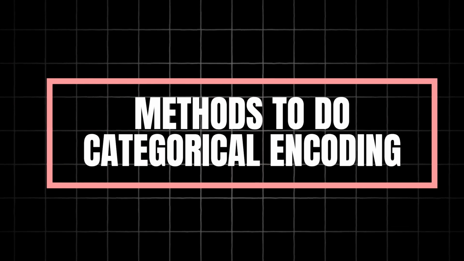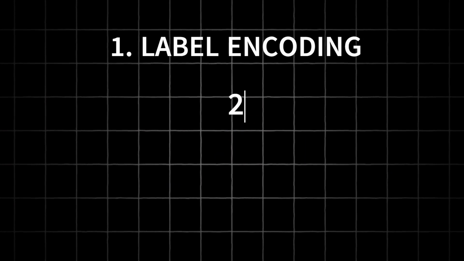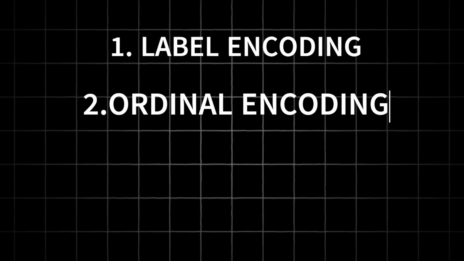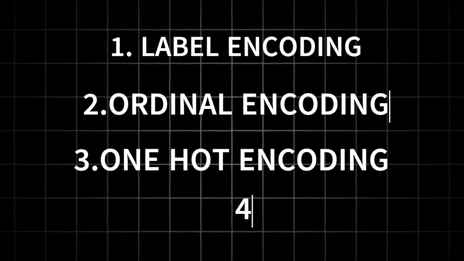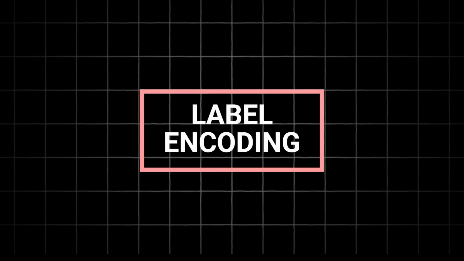Now that we know why encoding is necessary, we will explore the methods to do it. First is label encoding, second is ordinal encoding, third is one hot encoding, and fourth is target encoding. Each method has its own use case and application. We will explore them. First, let's talk about label encoding.